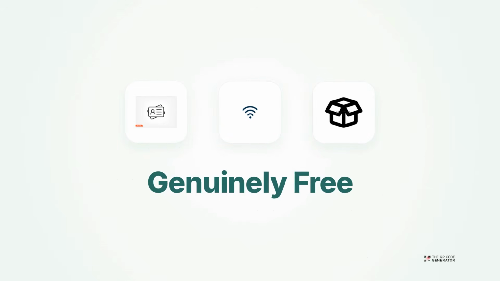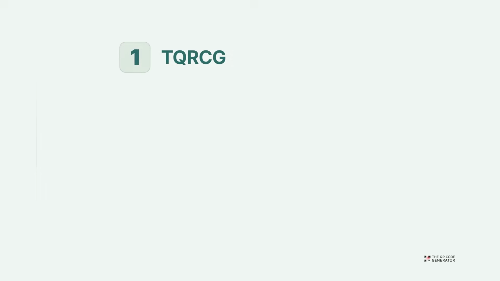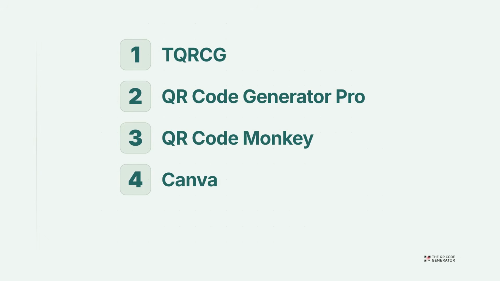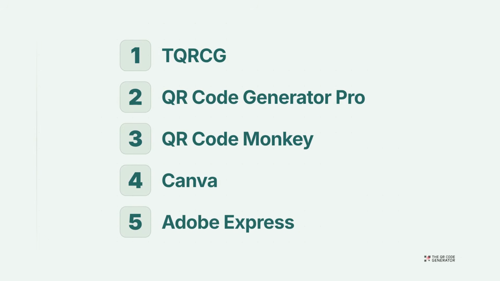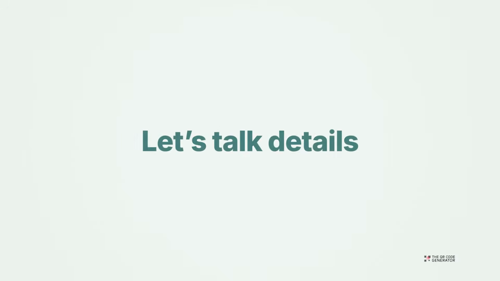If your use case is permanent, a business card, a Wi-Fi sign, packaging that will never be reprinted, a static QR code is what you need. It is genuinely free, no subscription needed. Here are 5 tools that get that right: TQRCG, QRCode Generator Pro, QRCode Monkey, Canva, and Adobe Express. Now let's talk about them in detail.